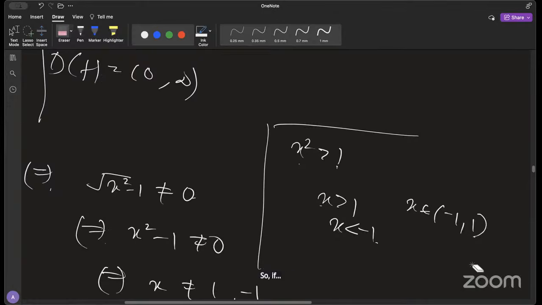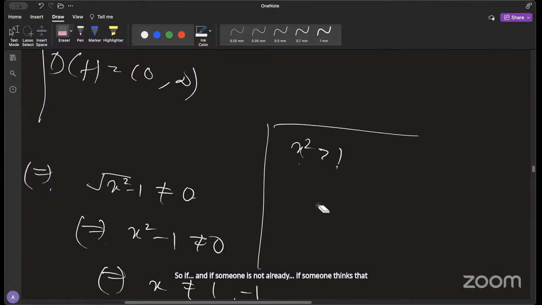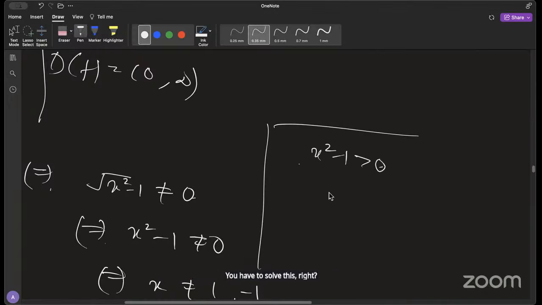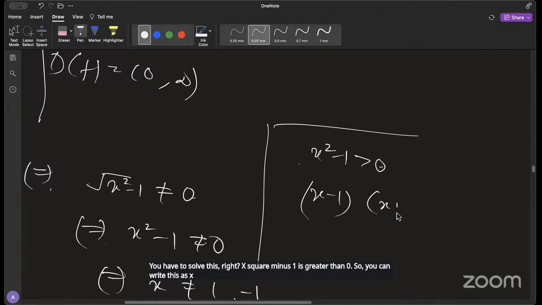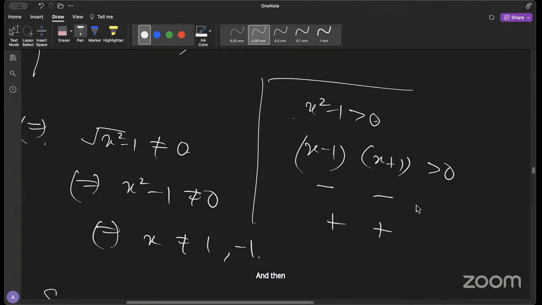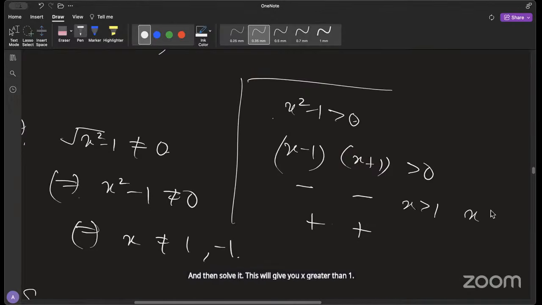So if someone thinks that you're not aware of this fact, then one thing you can do is just simply solve this inequality. We've done this in the previous class. You have to solve x square minus 1 greater than 0. So you can write this as (x minus 1)(x plus 1) greater than 0, and then do it this way. Either you want both of them to be negative or you want both of them to be positive. And then solve it. This will give you x less than 1 and x less than minus 1, and this will give you x greater than 1 and x greater than minus 1.